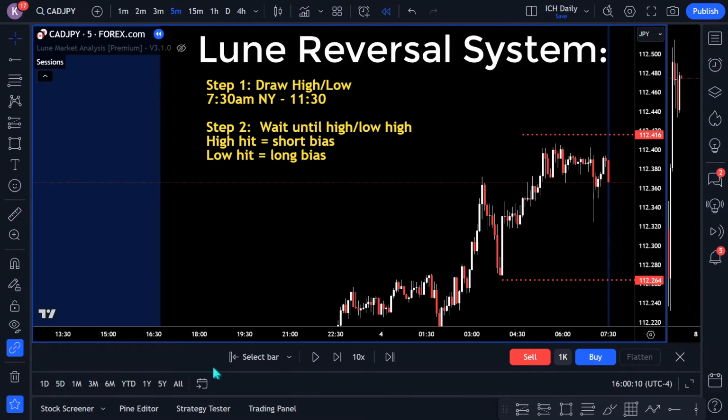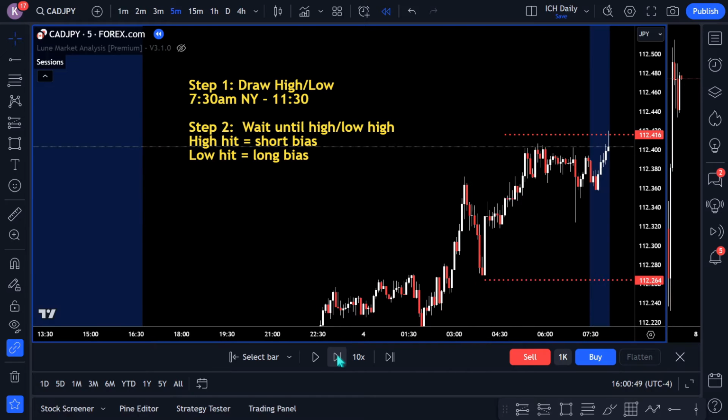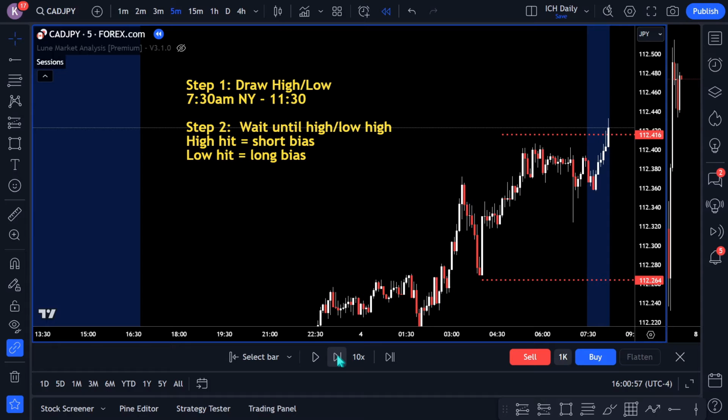So steps 1 and 2 with the indicator are exactly the same thing. Before 7:30, we're going to draw the high and the low. We're not going to do anything until one is hit. If the high is hit, we have a short bias. If the low is hit, then we're only looking for long trades. We hit, but we actually want to close above. We closed above. Now is the only time that I would turn on the indicator.